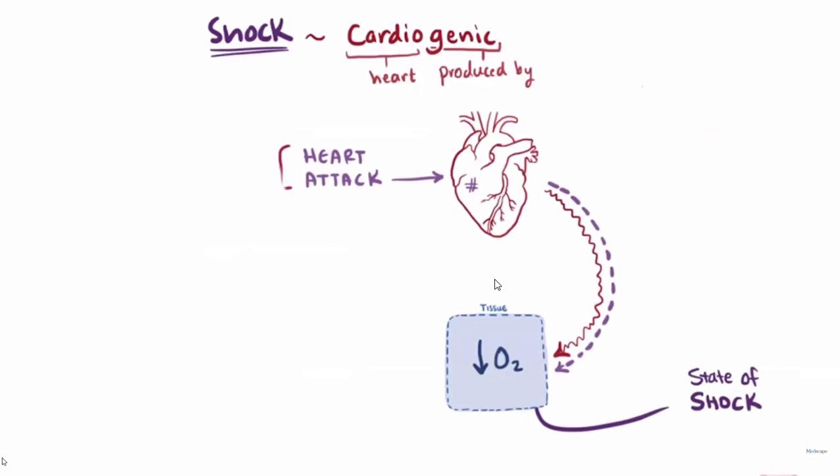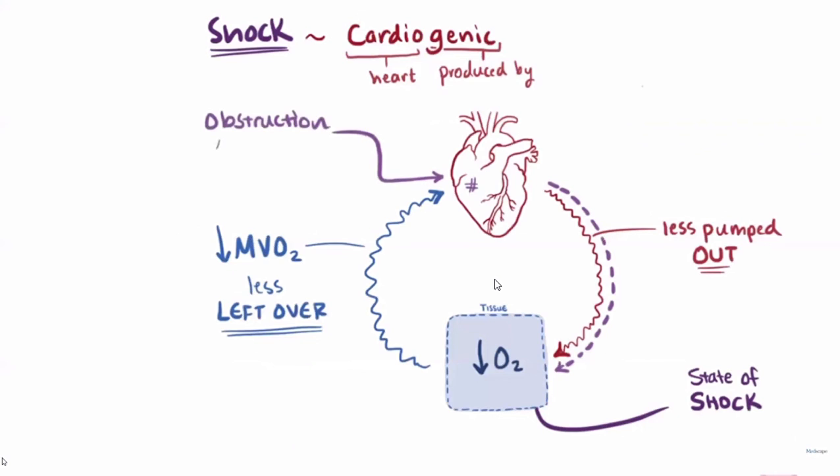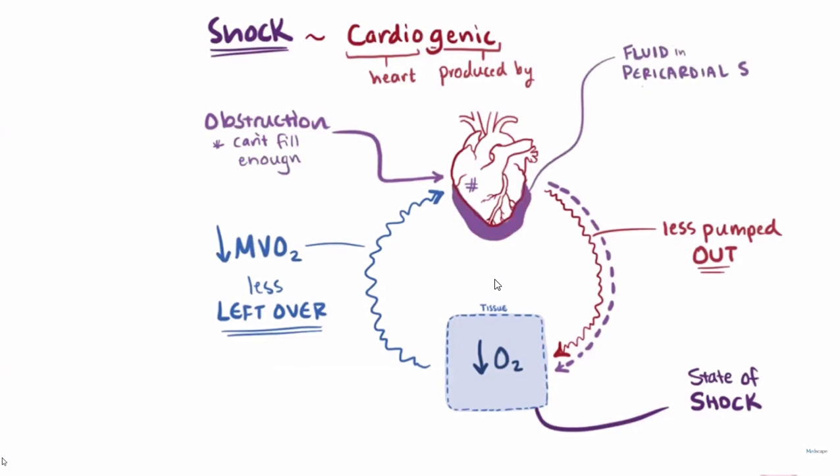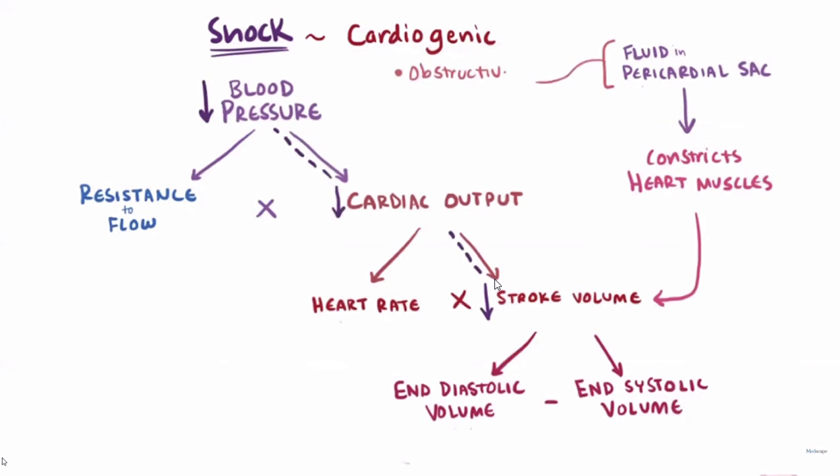Also, as with hypovolemic shock, MVO2 will be down since there's less oxygen being pumped out, and so less will be left over. Sometimes there might be an obstruction that doesn't allow the heart to fill properly with blood. For example, we might have the pericardial sac fill up with fluid from an infection, or blood from a traumatic accident like getting stabbed in the chest. If this sac fills up, it physically constricts the heart from expanding and contracting normally, and also reduces the stroke volume. This is sometimes subclassified as obstructive shock.